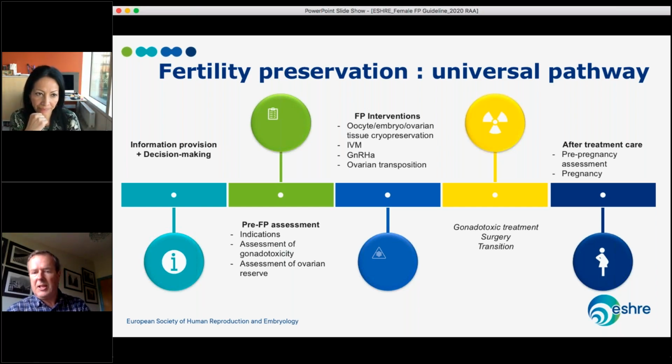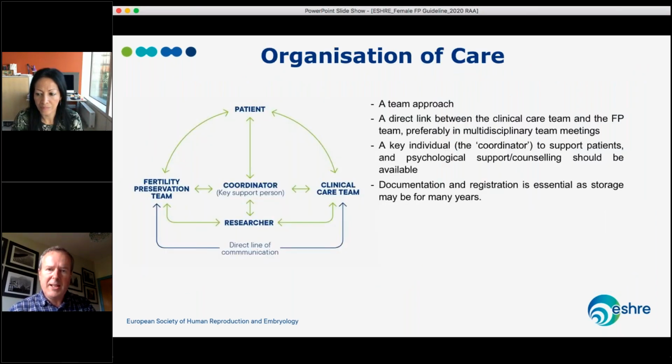In the yellow, we have what might happen to the patients, and then, very importantly, we include a substantial section on after treatment care, because of course the whole idea of this whole process is to ensure a healthy, successful pregnancy and live birth at the end of it, rather than just the cryopreservation aspects of things. So we wanted to include the whole patient journey from referral right through to potentially having a live, successful pregnancy at the end. So one aspect of this is the need to consider the organization of the care.